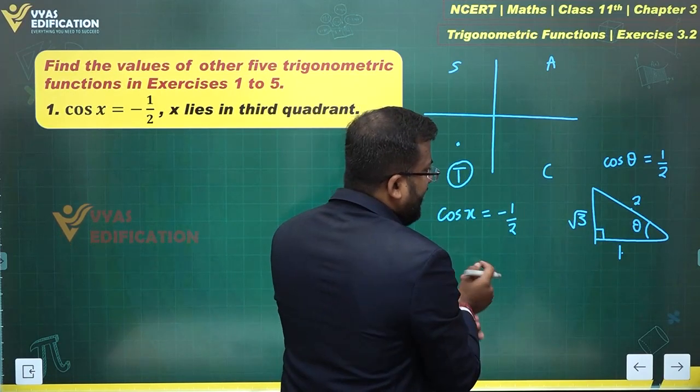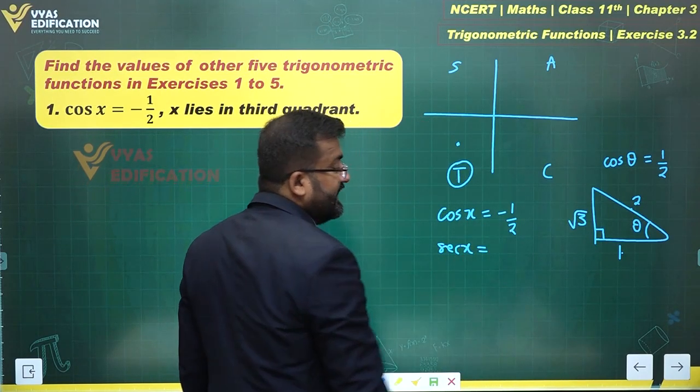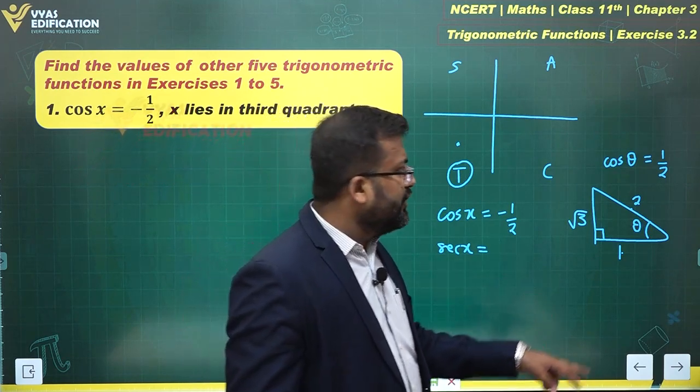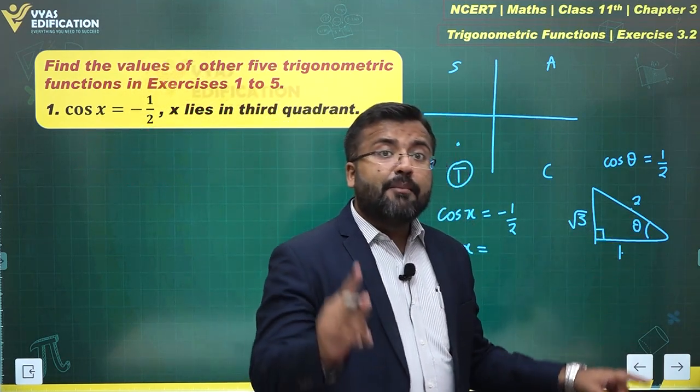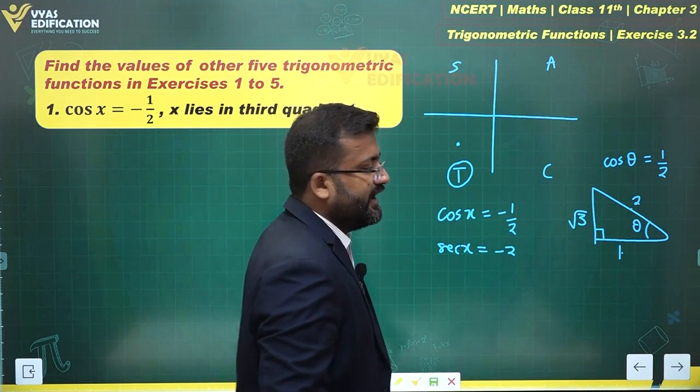How can we write the values? We already have cos x equals minus half. Sec x can be easily written as the reciprocal of cos x, or you can note hypotenuse upon base, but sec would be negative, so this is actually minus 2, right?